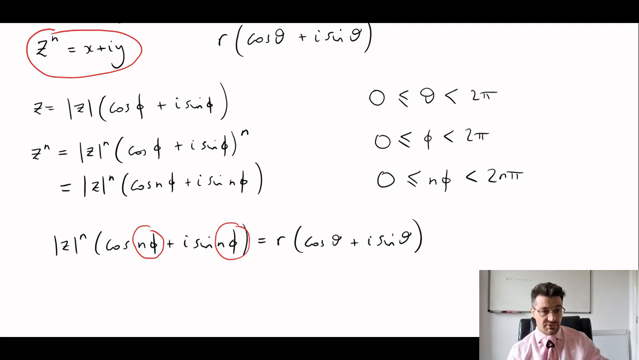Okay, so this series of inequalities, 0 less than or equal to phi less than 2 pi, multiply through by n, and you get 0 is less than or equal to n phi is less than 2n pi. So that means that n phi has a greater range. It's n times greater than phi. Okay, and again, this is where people kind of get confused, which is unfortunate.